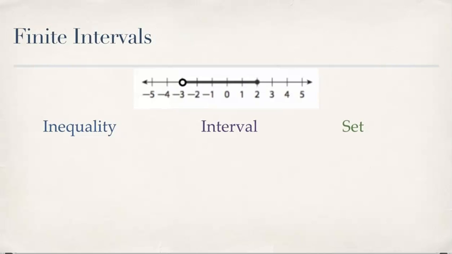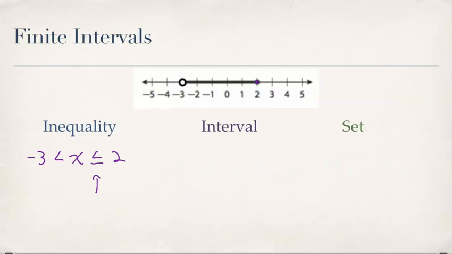Okay, let's look again. Here's another set of numbers and I want to be able to express it. I'm going to express it first in inequality notation. I'm going to say I'm talking about the set of all x's that are greater than -3 and less than or equal to 2. This, because this is a closed point right here, and this because this is an open point right here.